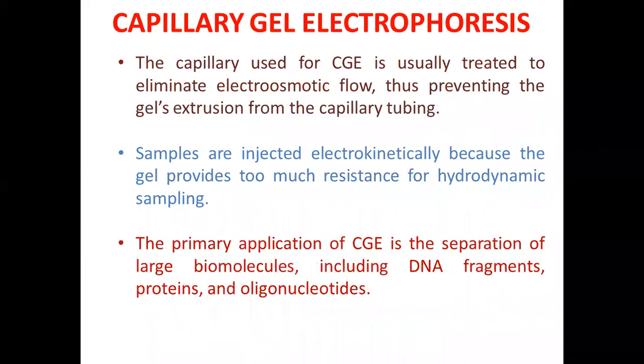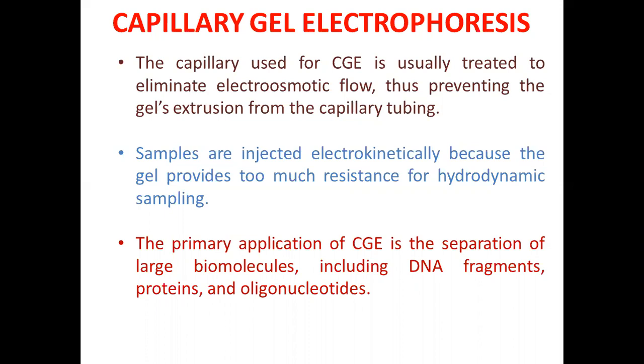So the capillary used for capillary gel electrophoresis must be treated in order to destroy the silanol anion groups. So ionic treatment is required, otherwise the gel's extrusion takes place from the capillary tubing. So the capillary property must be destroyed by chemical treatment, ionic treatment. It is very, very important to treat the capillary walls in order to exclude the gel's extrusion from the capillary tube. Otherwise, gel will start to leak, just like column bleeding in GC or HPLC.